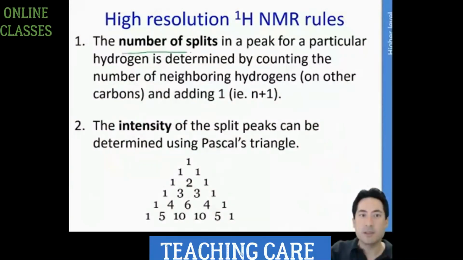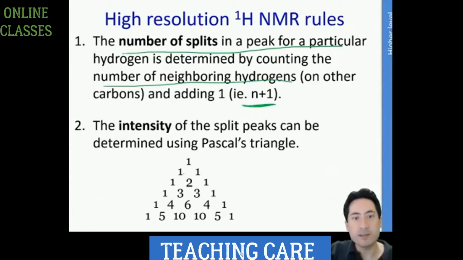So here are the rules, just what I've said before. Number of splits on a peak are counted, and that tells you the number of hydrogens, so just n plus 1. What I haven't told you is how to work out the number of peaks. To work out the number of peaks, use Pascal's triangle. So put a 1 here, and then you add up the neighboring things.